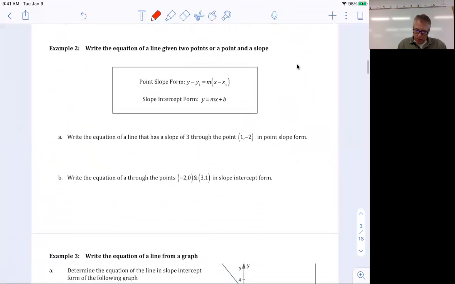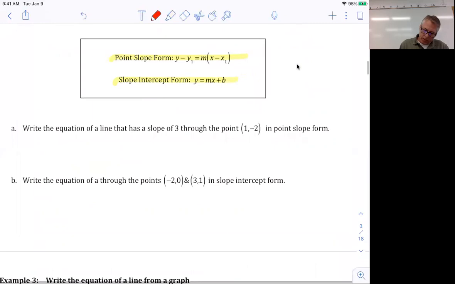So when we're writing the equation of lines, there's two forms that we use quite a bit: point slope form and slope intercept form. And point slope form is probably the easiest, but slope intercept form is perhaps the most useful. So it's good to be able to use both of them. So for the first one, we want to write the equation of a line that has a slope of 3 and a point through 1, -2, but we want to do it in point slope form.